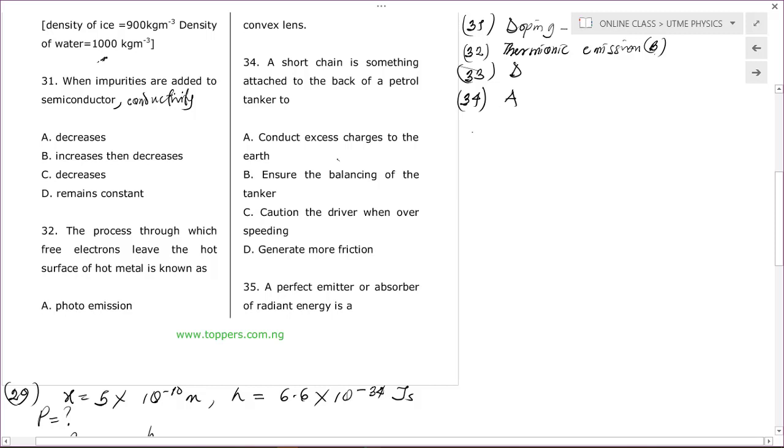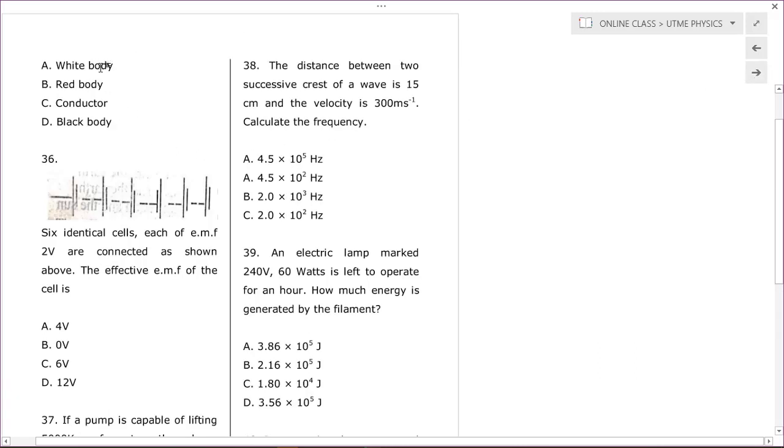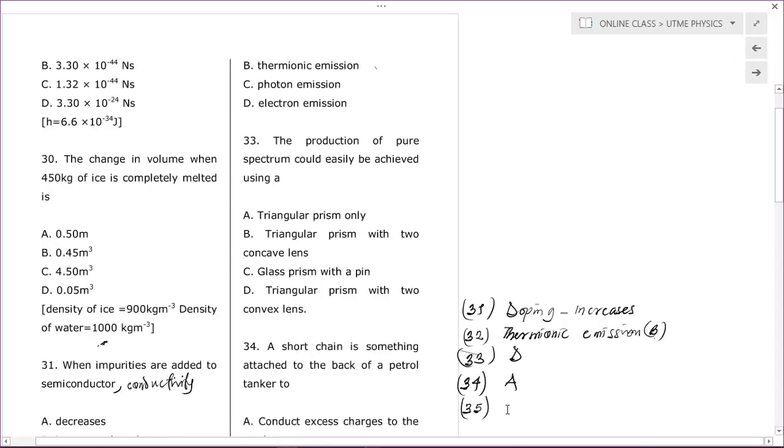Now a perfect emitter or absorber of radiant energy is most of the time a shining surface. But if shining surface is not given, you will have to use black or dull surface. Dull surface is better. But if it's not given, black is what we use. Don't forget the suit we used the other time and the black polished surface. So let's check the options: white body, red body, conductor, black body. So black body is what we are taking in this case. So that is D here.